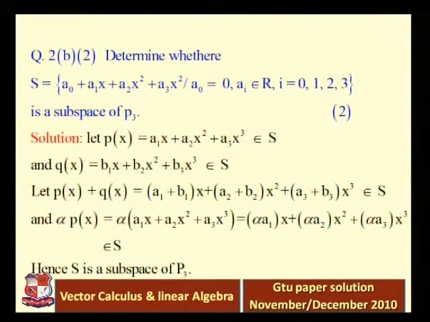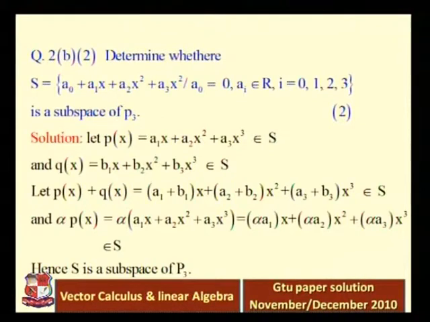Now what type of polynomials does S contain? Try to understand that first of all. Clearly S is a subset of P3, where P3 is a set of polynomials, but what type of polynomials does S contain? I want to explain that these are polynomials of P3 such that the constant term is 0.